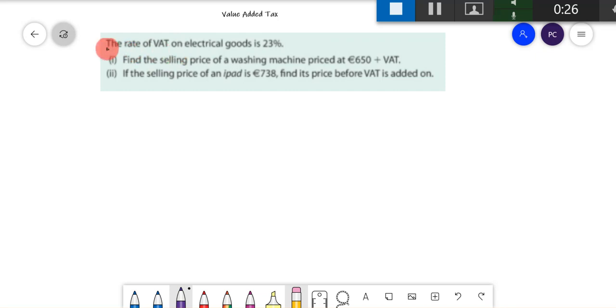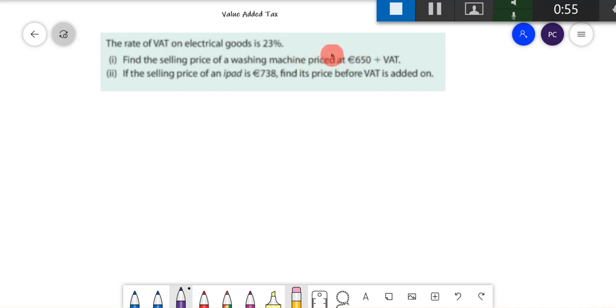So this here is a typical type of question. Let's have a read. The rate of VAT on electrical goods is 23%. Find the selling price of a washing machine priced at 650 plus VAT. So let's tackle this. The price the washing machine was purchased for, or the price it's going to be sold for, is 650.